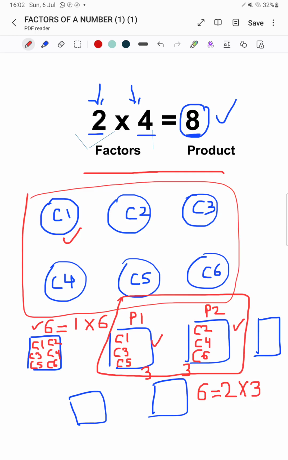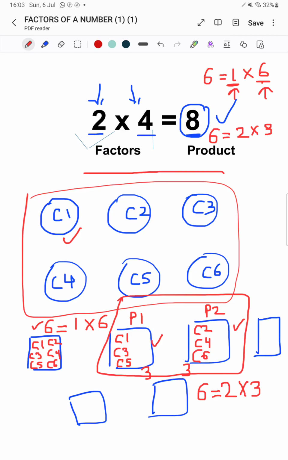So first I got 6 as 1 times 6, where I was taking only one plate, and in that one plate there were 6 cookies. It means there was one group, one plate with 6 cookies. Then I take another case where I have again 6 cookies, but now I have 2 plates, 2 equal groups carrying an equal number of cookies, which is 3. So 2 times 3 is also 6.